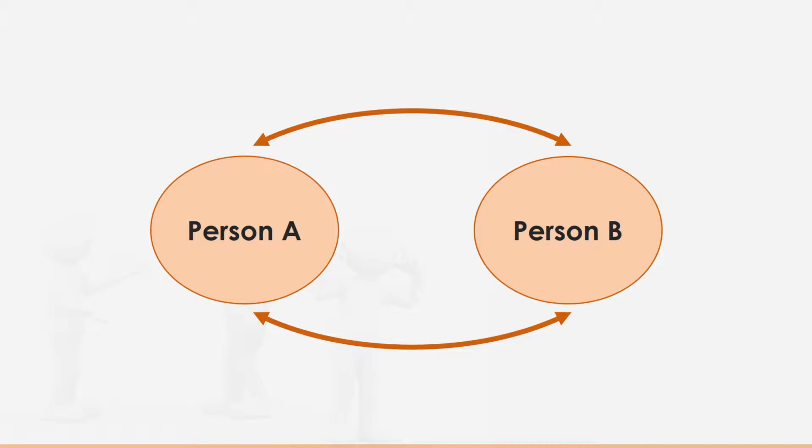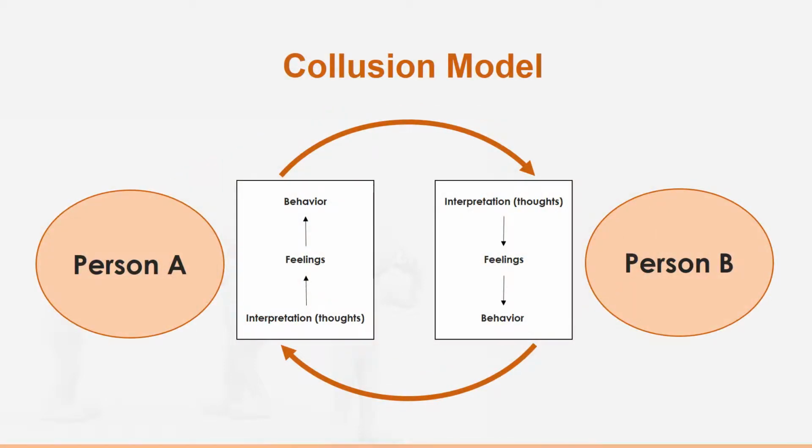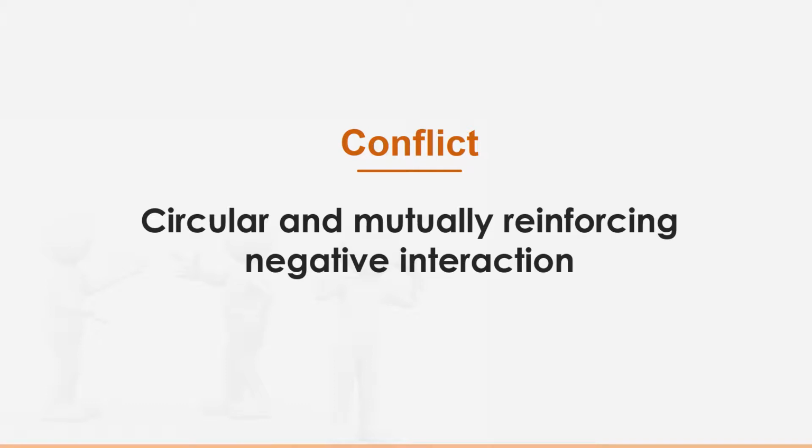Think of a relationship as a circle. We don't act independently, but each person reacts to the actions and cues from the other. Person A acts, person B reacts, which triggers a reaction in A, which triggers a new reaction in B, and so on. Here's a more detailed look at what's happening. In fact, here's a definition of conflict that I want to give you. Think about conflict as a circular and mutually reinforcing negative interaction.